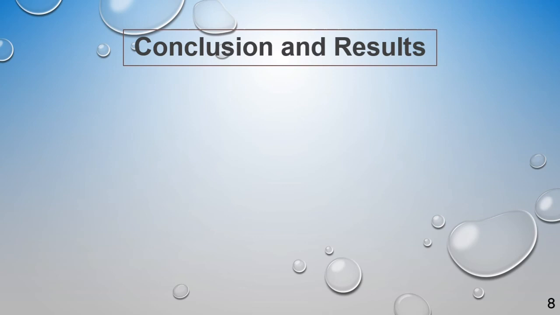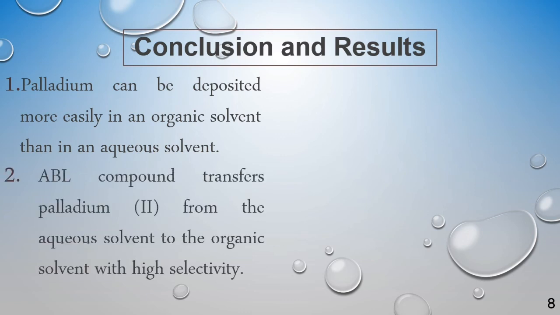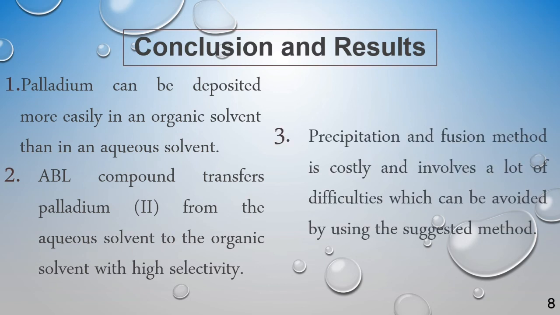Let's move to the results. Palladium can be deposited more easily in an organic solvent than in an aqueous solvent. ABL compound transfers palladium from the aqueous solvent to the organic solvent with high selectivity. Precipitation and diffusion method is costly and involves a lot of difficulties, which can be avoided by using the suggested method.